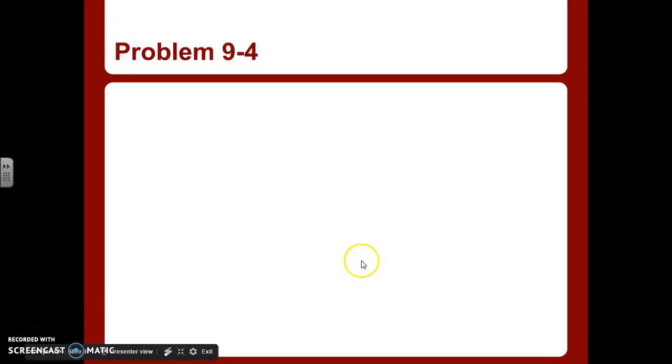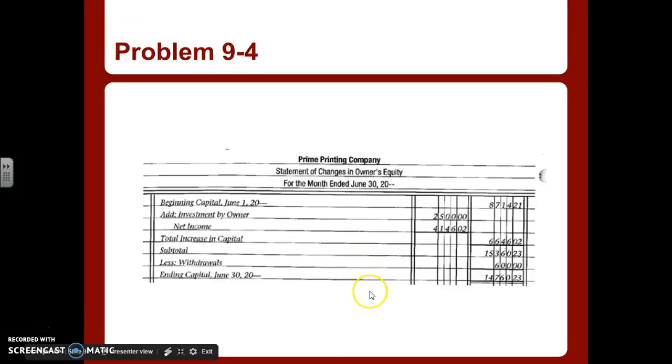Let's look at problem 9.4. Problem 9.4, we have Prime Printing Company, statement of changes in owner's equity for the month ended June 30th of the current year. What is the beginning capital on June 1st? We list that in the right-hand column, $8,714.21. Then we are going to add to that investments over the course of the month, plus net income indicated on the income statement. We will add that up.